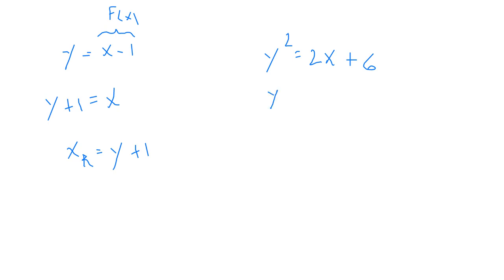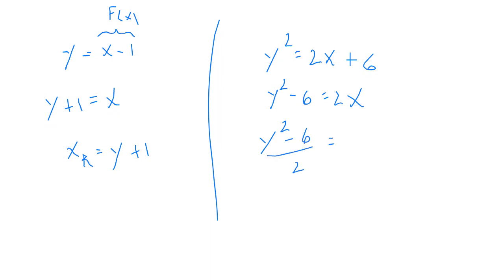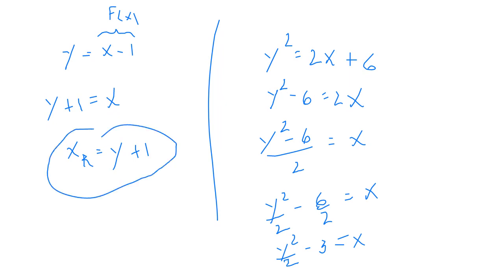On the other hand, on the other side, you have y squared minus 6 equals 2x. That means y squared minus 6 over 2 equals x. And so y squared over 2 minus 6 over 2 equals x, and so y squared over 2 minus 3 equals x. The function on the left is going to be x sub l equals y squared over 2 minus 3.